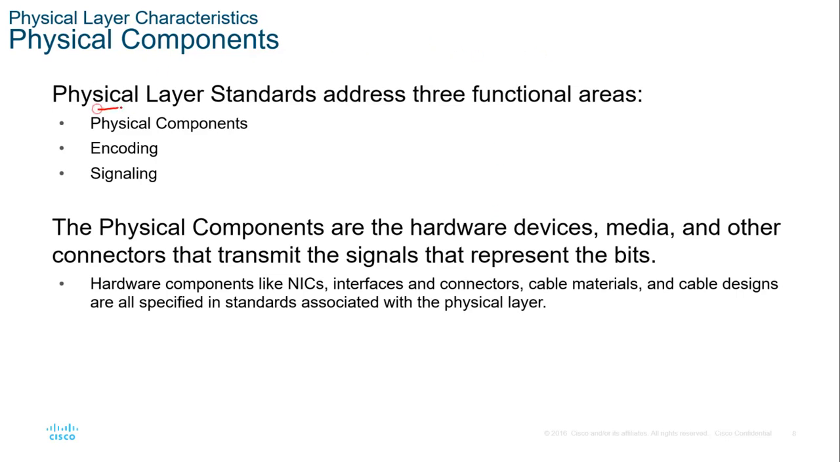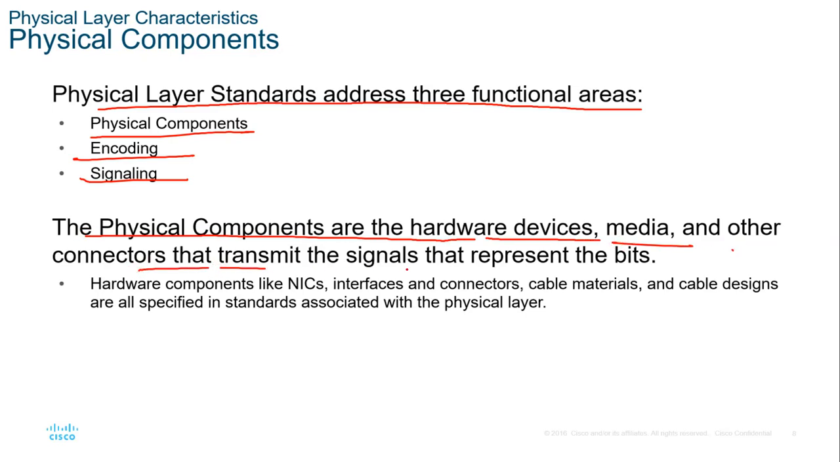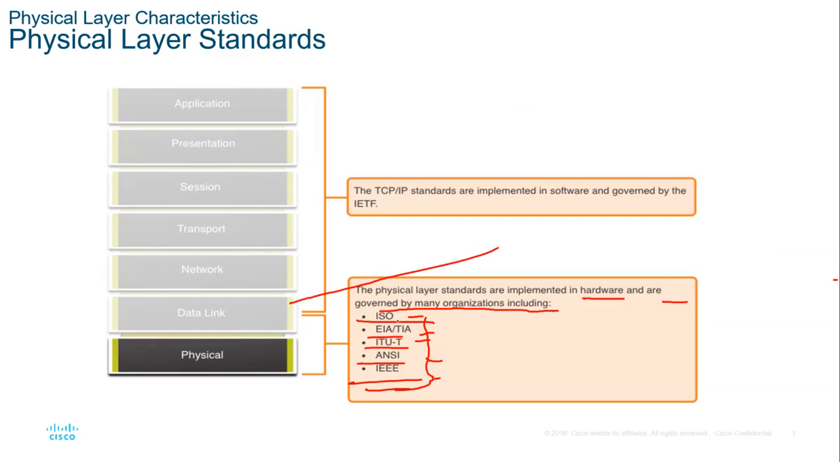The physical layer standards address three functional areas: physical components, encoding, and signaling. The physical components are the hardware devices, media, and other connectors that transmit the signals that represent the bits. Hardware components like the network interface card, interface connectors, cable material, and cable design are all specified in standards associated with the physical layer.